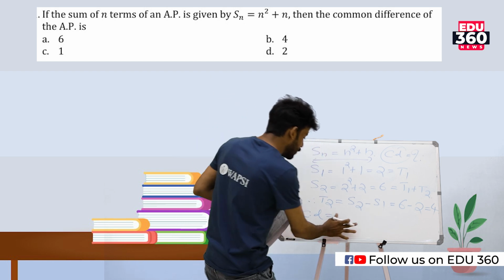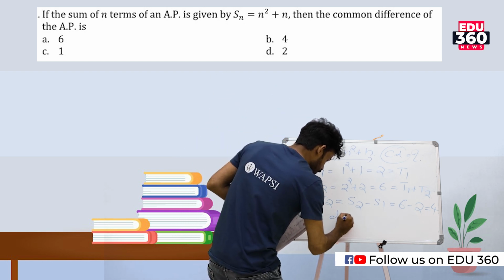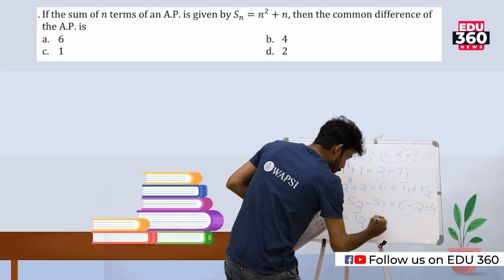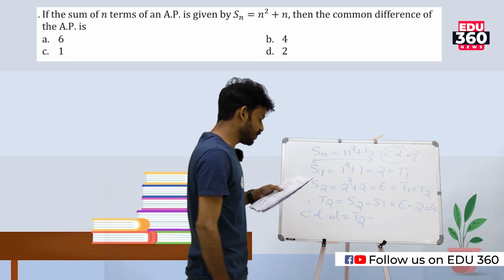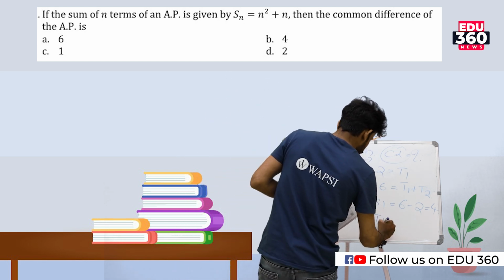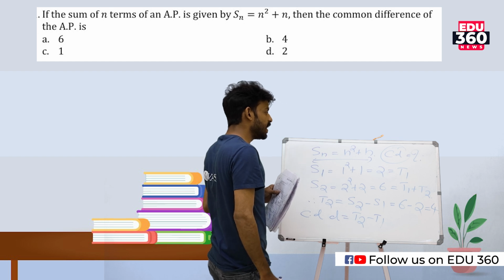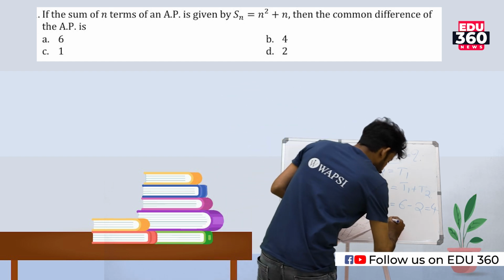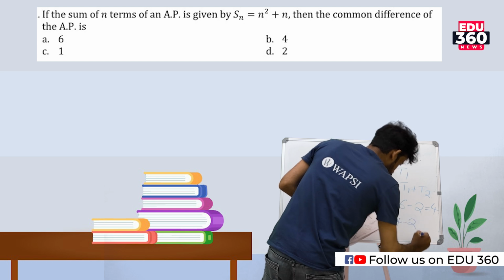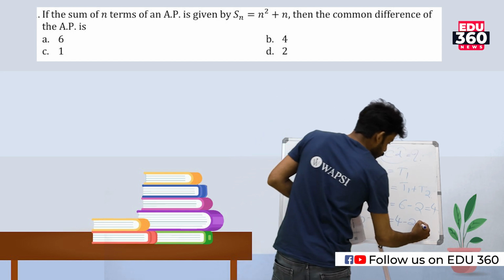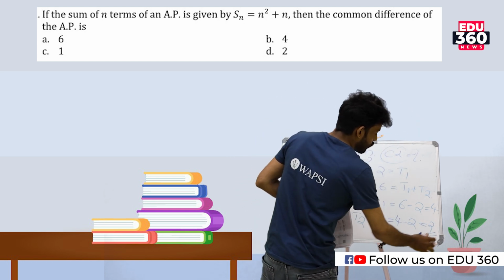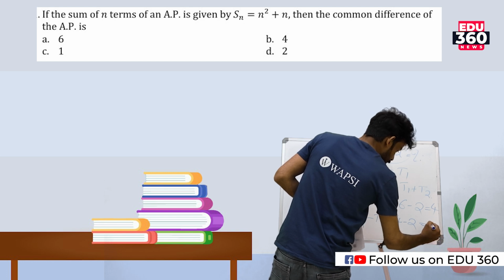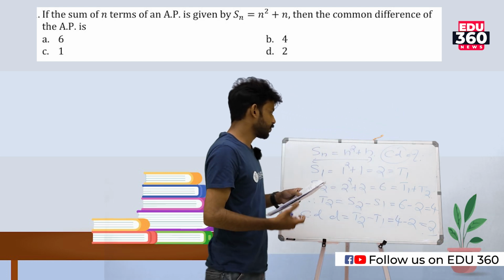Another way we can write the common difference D is equal to the second term T2 minus T1. T2 minus T1. So that is equal to 4 minus 2. So the value is 2. Is it clear? So the common difference is 2 here.